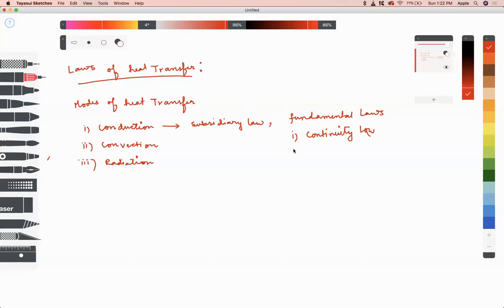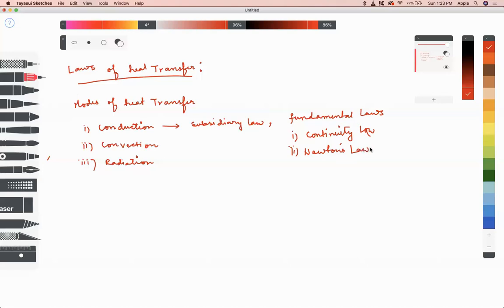The second one is, whichever system we are discussing that has some kind of an unbalanced force involved in it, maybe pressure, maybe some other dynamic forces, in those cases we have to satisfy Newton's second law.